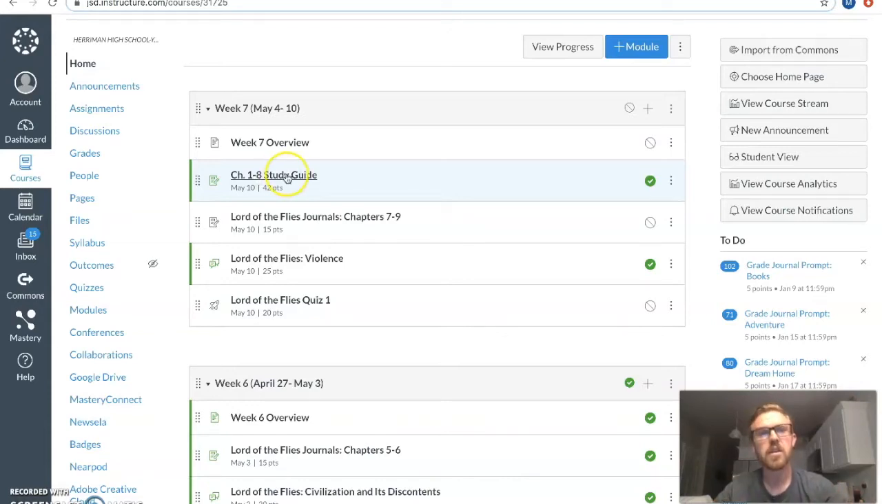Okay. So the study guide is due on Thursday, and along with that, we have our Lord of the Flies journals. That is due. It is the same as usual. You pick the same character. People keep asking me, can I do a different character? No. You do the same character throughout the novel, and you do their journal entry.